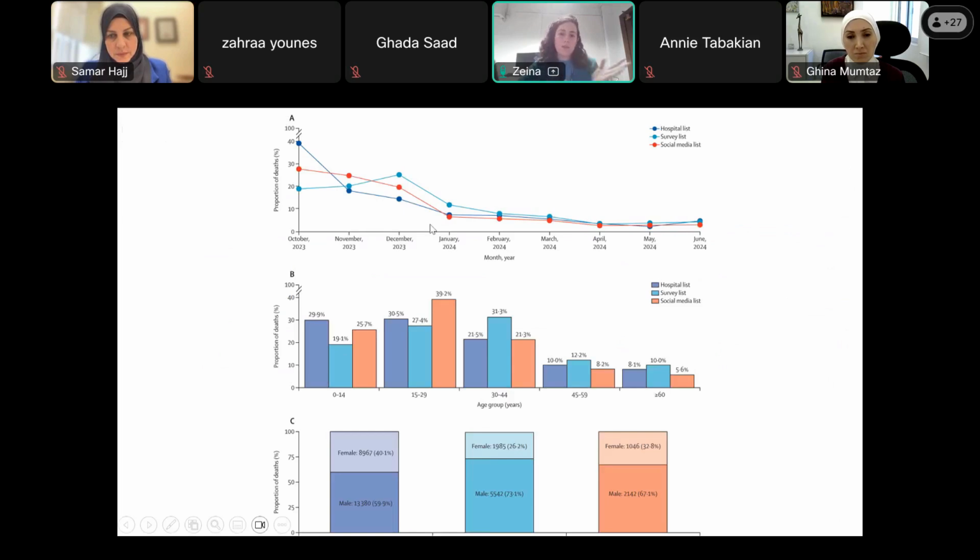Then we did a bit of descriptives based on the data sets we have. We see quite a lot of mortality at the beginning of the war. But this is just looking at the list of names we have identified. This is not the ones that are unidentified. And so we see different patterns.